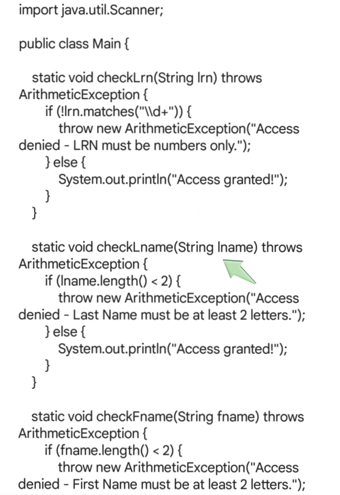It defines a method to validate that the last name is at least 2 letters. Checks if the last name is shorter than 2 characters. Throws an error if the last name is invalid. It begins the else block if the last name is valid and it prints a confirmation for a valid last name. And do it in the same way to the other parts of the code.